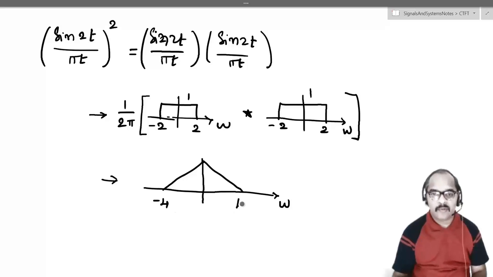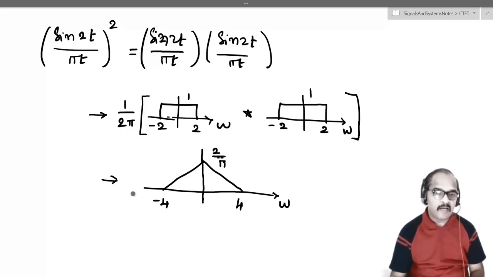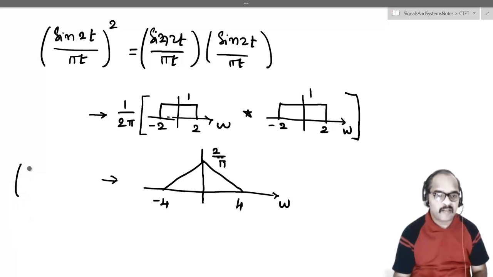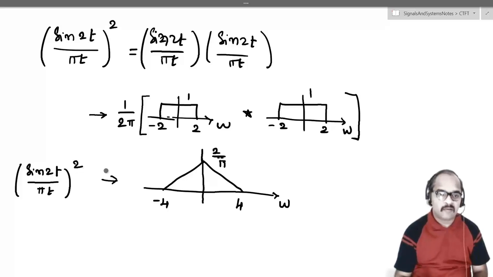So what would be the amplitude here? Amplitude of the Fourier transform would be 2a1a2, where a1 is 1, a2 is 1, and t is 2 again. So you'll get 4. 4 divided by 2 pi would be 2 by pi. So what is it that we have got finally? Sine 2t divided by pi t whole square. We'll have this as the Fourier transform.